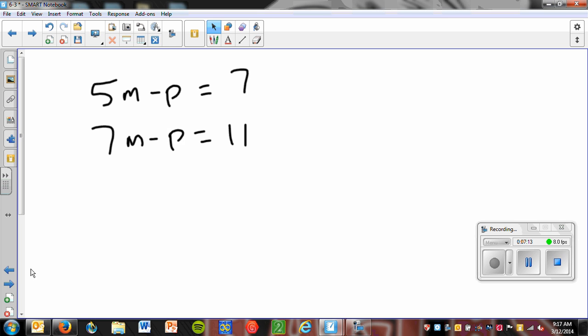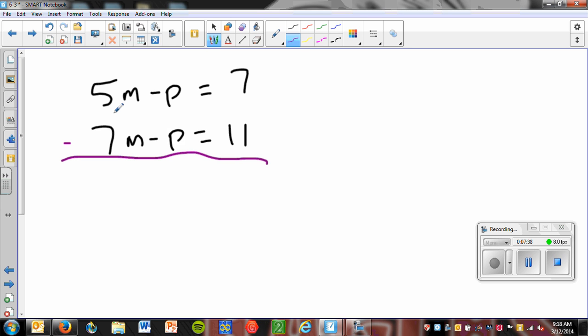So here is an example of when we would need to subtract. Okay, so I have negative p and negative p. They are exactly the same, both negative. Sometimes it might both be positive. What we need to do is subtract top minus the bottom.